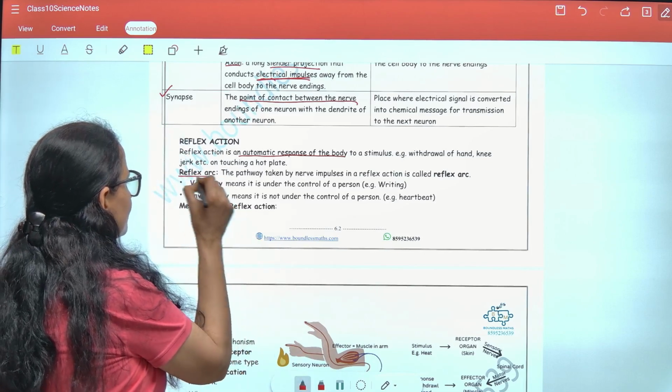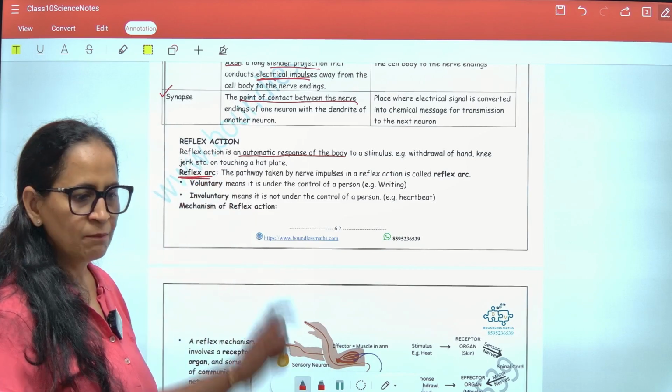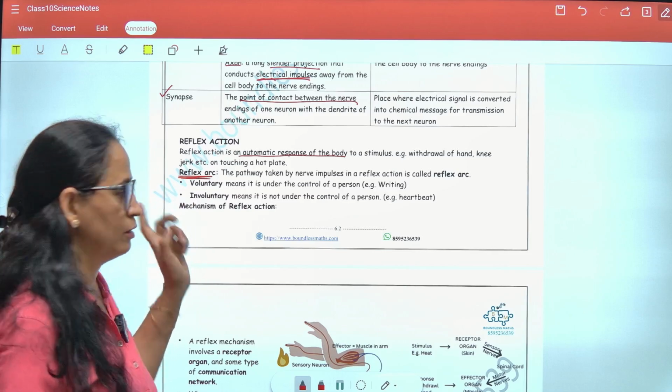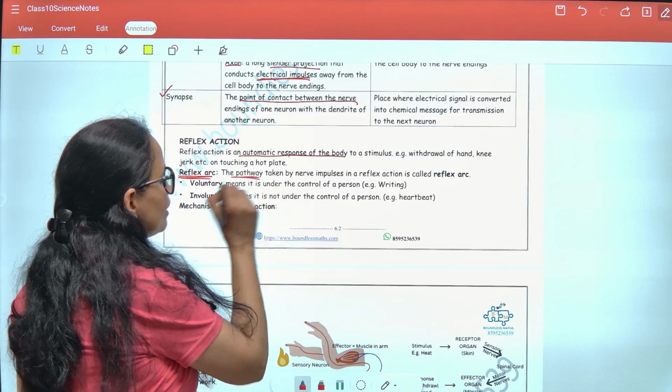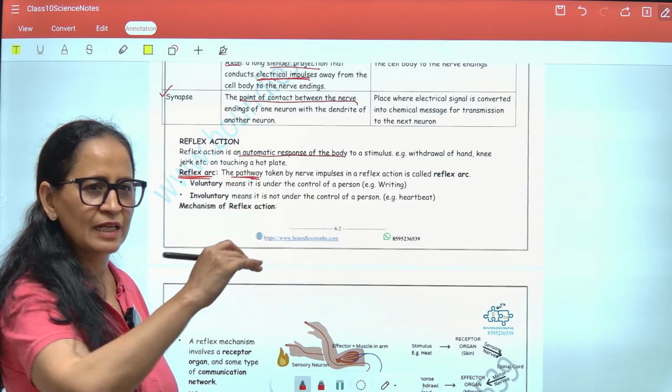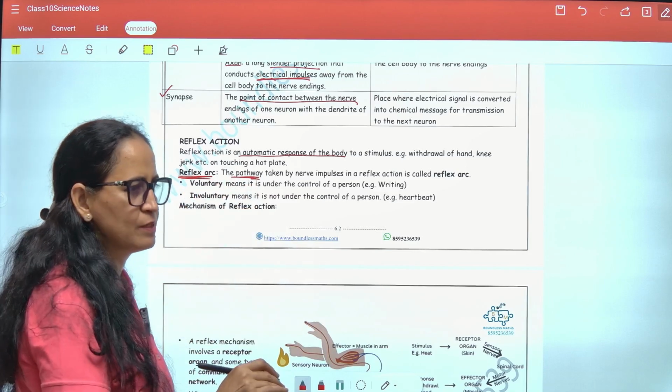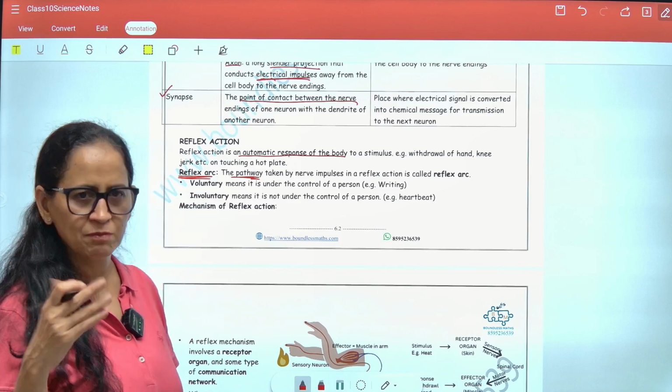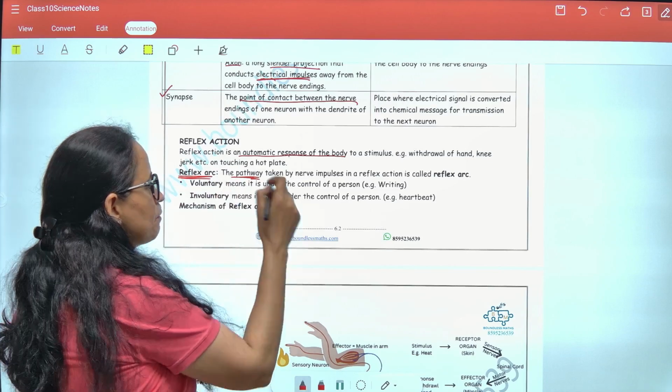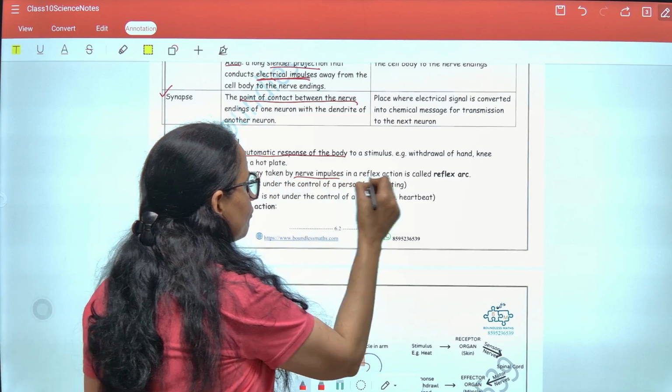Now what is reflex arc? Please understand this word arc. It is a pathway. Pathway is the entire flow, the entire process that happens, that has to be captured when you are explaining this pathway. So what is pathway? It is the pathway taken by nerve impulses in a reflex action.